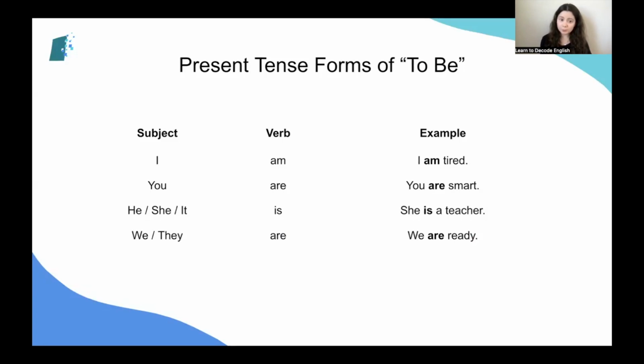If you use the third person pronouns, he, she, or it, you'll use the verb is because these 3 pronouns are all singular. She is a teacher. If you use plural third person pronouns, though, you need to use the verb are, just like with the pronoun you. We are or they are. We are ready.